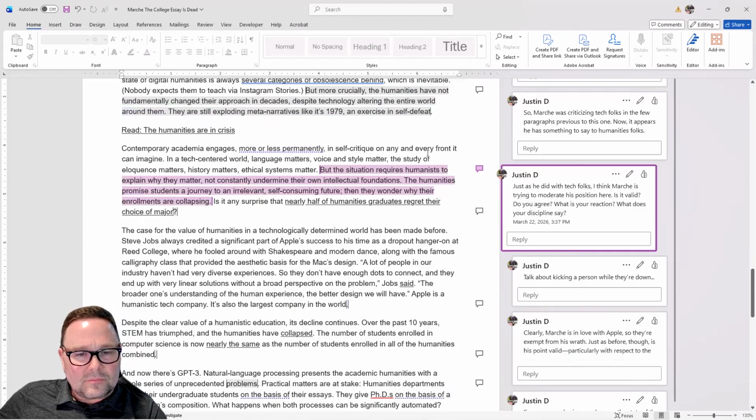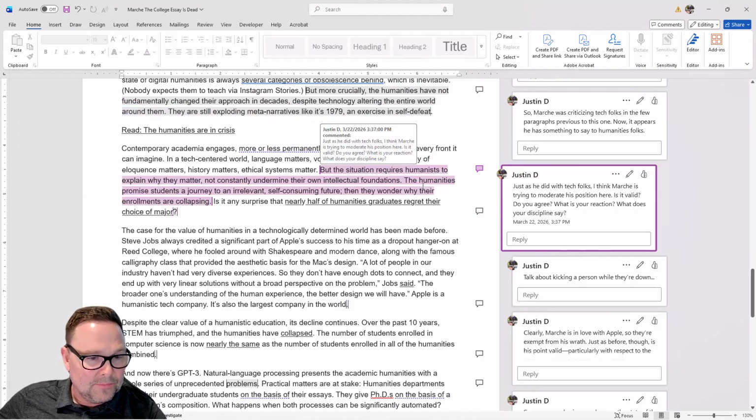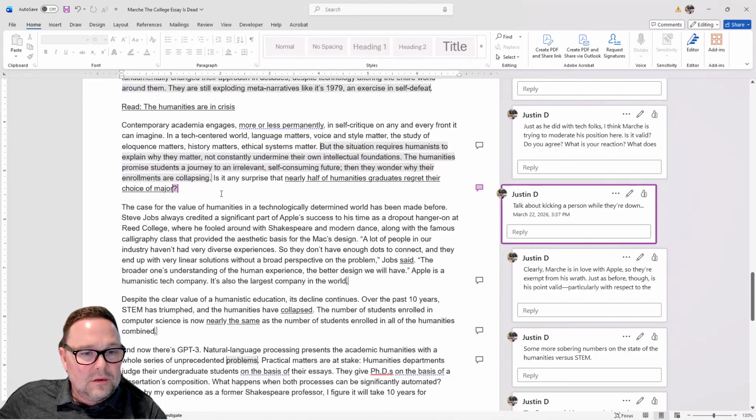Any of these moments we talk about like this, these are opportunities for you to respond from your point of view, from your disciplinary point of view. Do you agree with this? How do you see it? What does your discipline say about this? Moments like this.